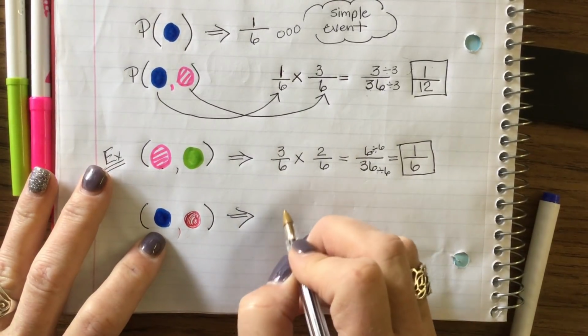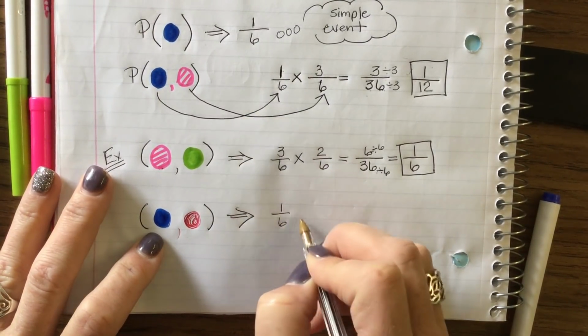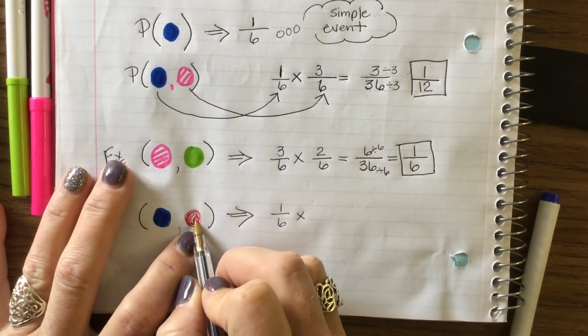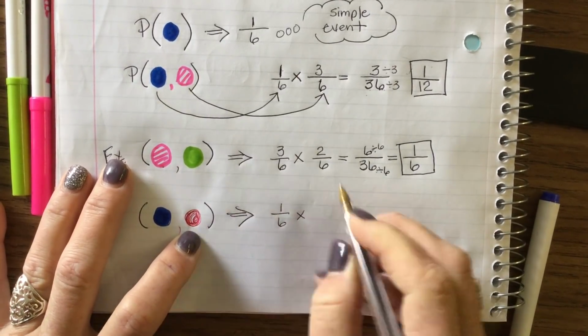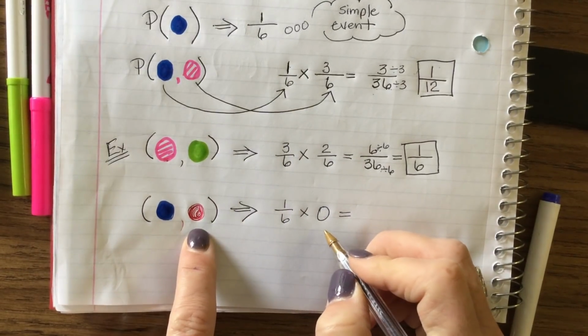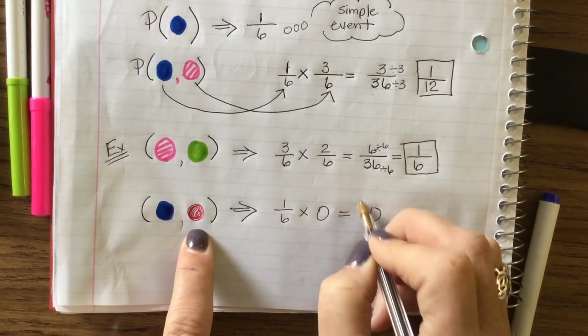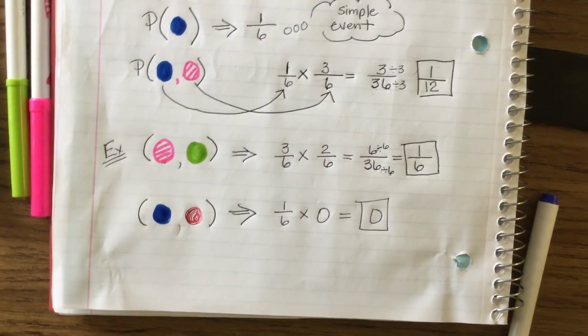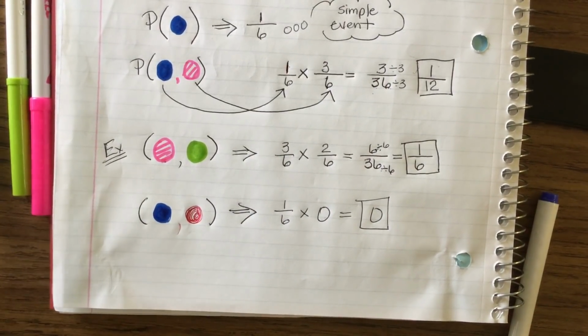Now, the probability of a blue one, we know is 1 out of 6. Guys, what is the probability of pulling a red one? It's 0. In other words, if you ever have an event that just can't happen, the probability is 0. Can't happen. All right? So what I want you to do is get out this back sheet right here.